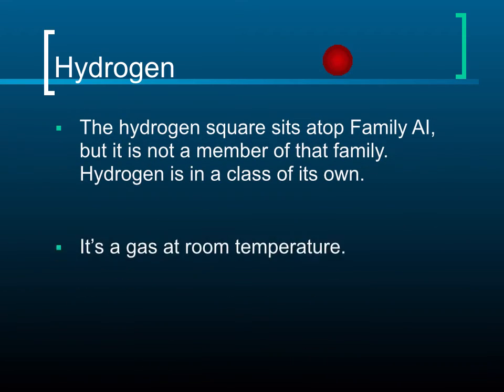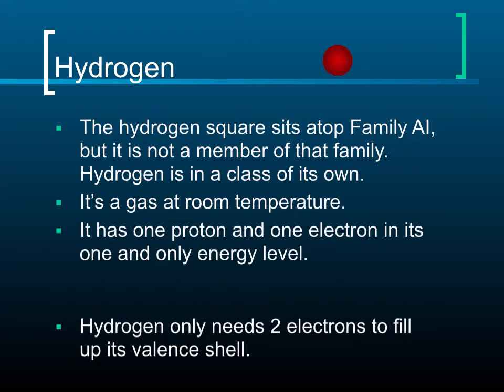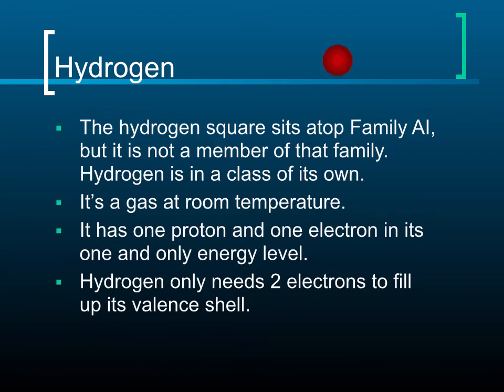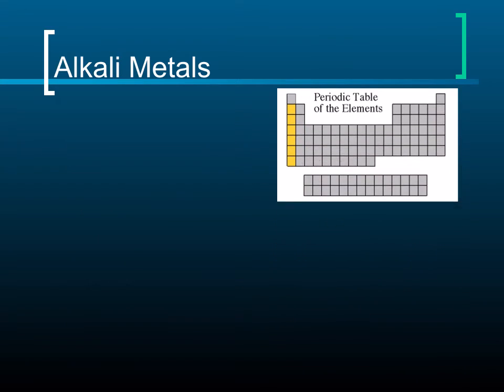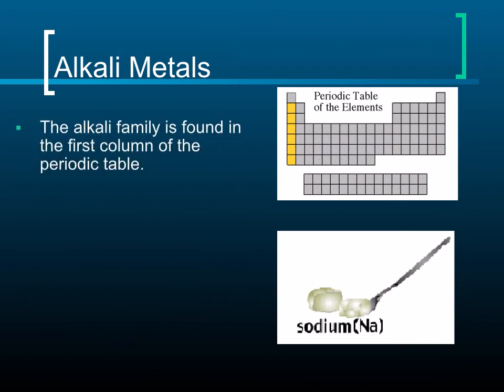So hydrogen sits on top of family A1 or 1A, but it is not a member. It is its own. It's a gas. It has 1 proton and 1 electron, and it only needs 2 electrons to fill up its valence shell. So a full octet, we normally go for 8 electrons, but hydrogen only has 1 shell, so you're only going for 2.